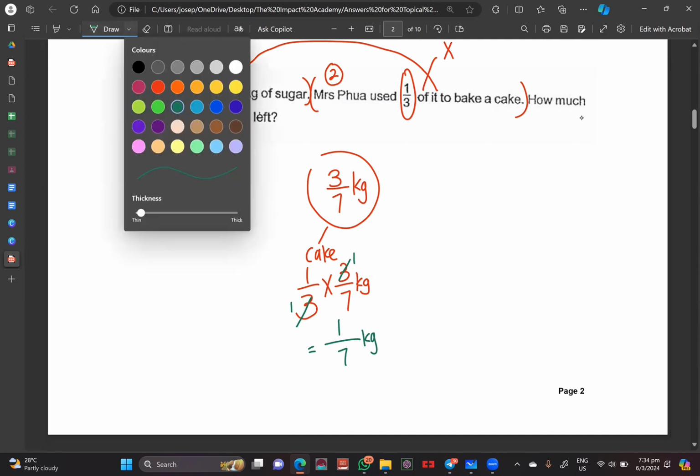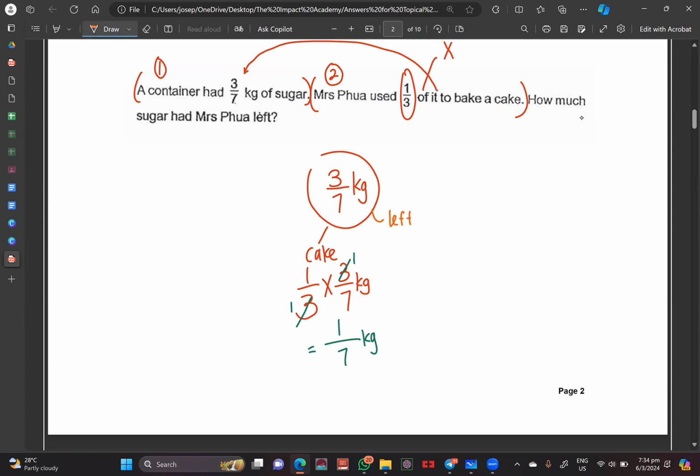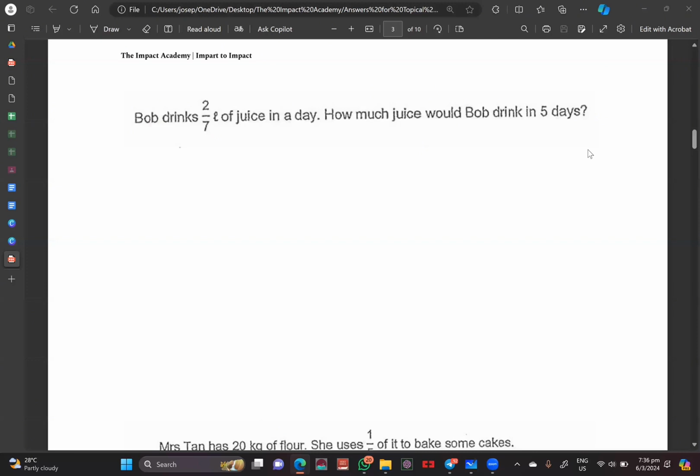Now, the question is asking you how much is left. Correct or not? Left. So I have this, I use this. How much is left? Isn't it true that it's 3/7 kg minus 1/7 kg? Make sense? Isn't it true that I'll get 2/7 kg? And therefore, my answer for this question has to be 2/7 kg.